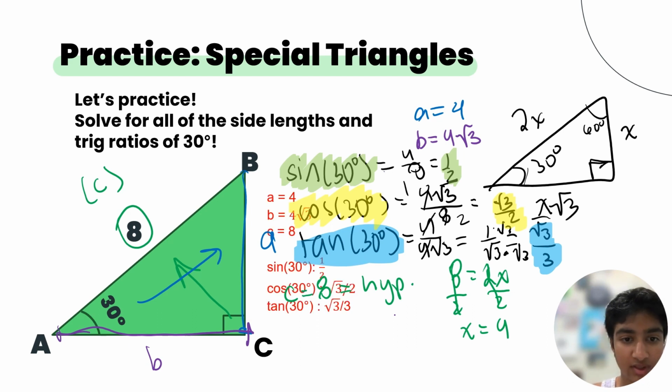I know it's a little bit hard to see, but A equals 4, B equals 4√3, C equals 8. Sine 30 degrees equals 1/2, which is what we found over here. Cosine 30 degrees equals √3 over 2, which we found over here. And tangent 30 degrees equals √3 over 3.